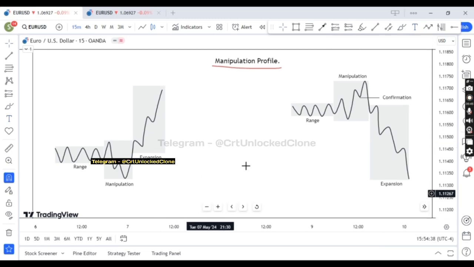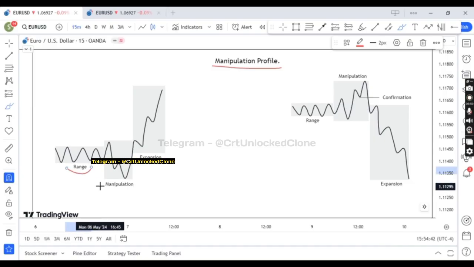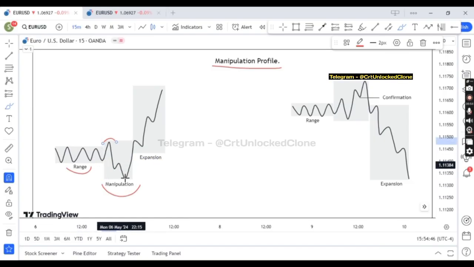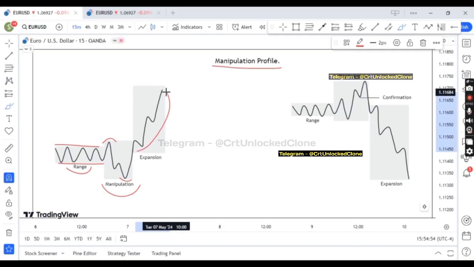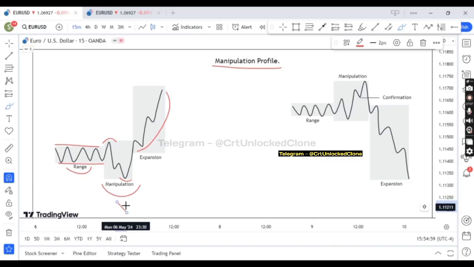Now the manipulation profile occurs or starts after a ranging profile. With this profile, the market takes both sides of the range and it takes out liquidity and manipulates the trader into a certain direction, and then it reverses in the opposite direction and expands, right? Now with this profile you can avoid getting caught in a manipulation, or what some people call a judo swing, right?